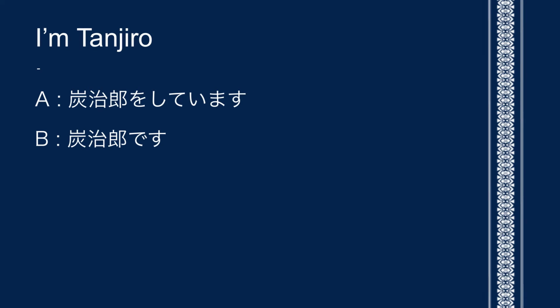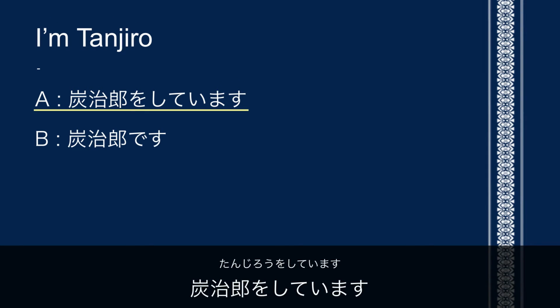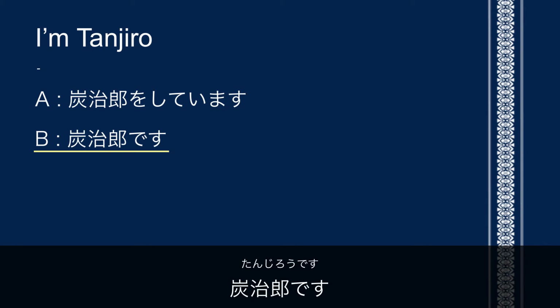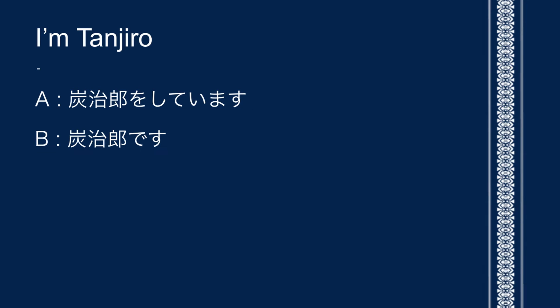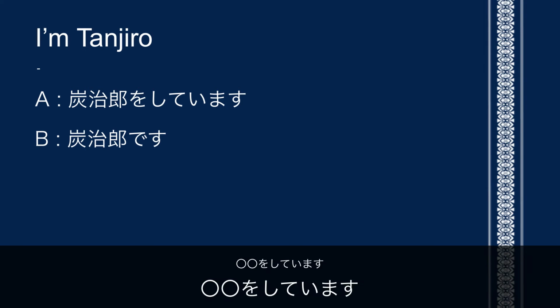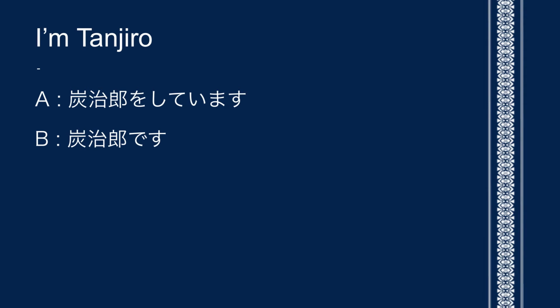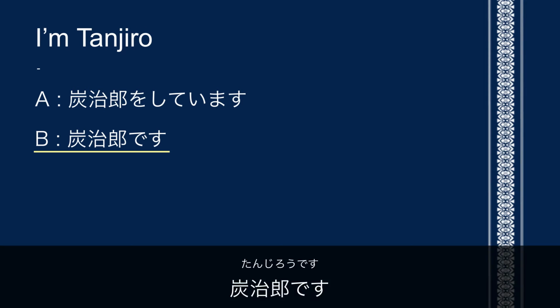The sixth sentence is that I'm Tundra, and the options are here. 炭治郎をしています。炭治郎です。As I mentioned, when you introduce your job, you can use をしています。But when you say your name, you cannot use it, so this sentence is wrong. Accordingly, this one is correct. 炭治郎です。I'm Tanjiro.